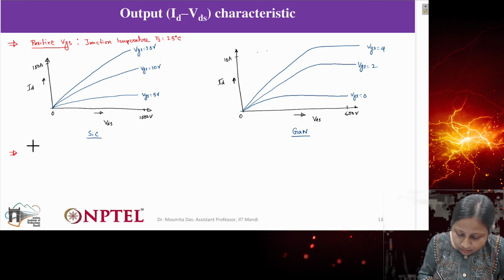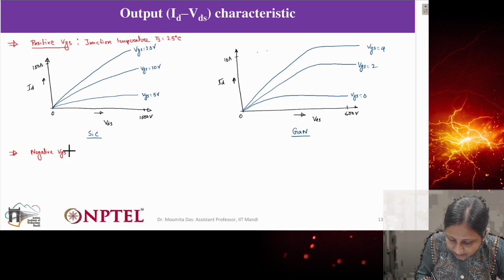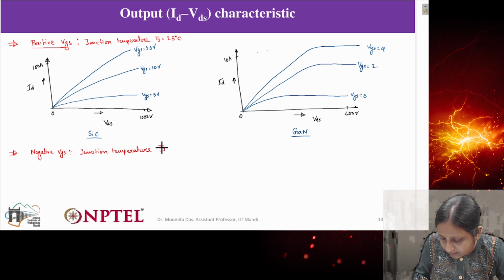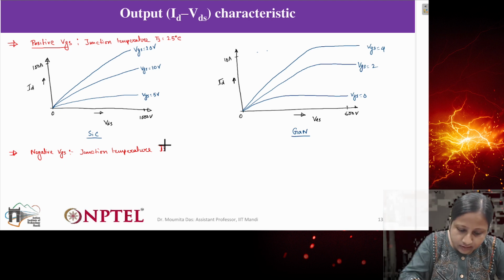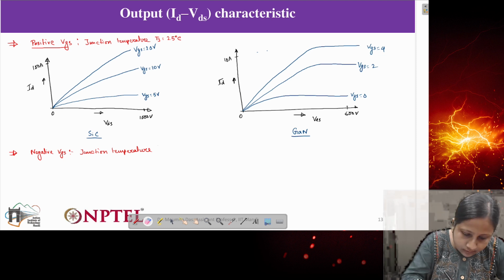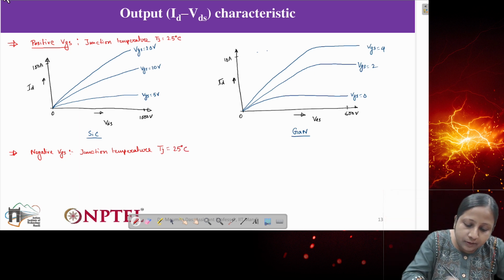So here also we are providing negative VGS, and the junction temperature we are keeping constant. Tj equals 25 degrees Celsius, as in the previous one.